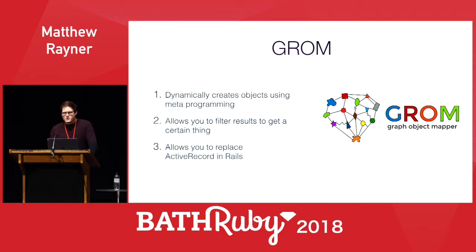It allows you to filter results. So if you asked for Theresa May things, one of the things you get back is Maidenhead. But if you're making a Theresa May web page, you would only want the Theresa May thing first and then all the link stuff hanging off of that. So it allows you to bring a little bit more order to that graph of random results. And it effectively allows us to replace Active Record in Rails.